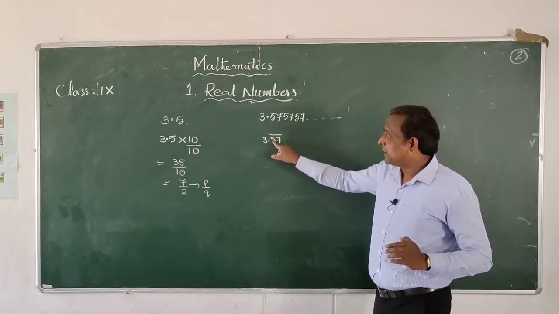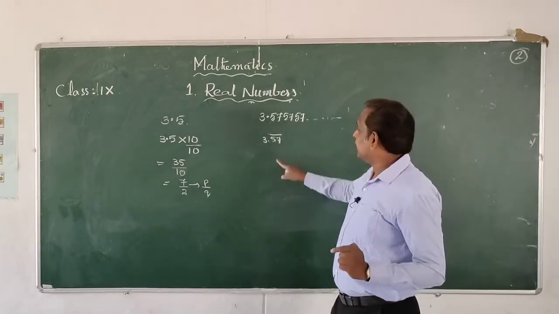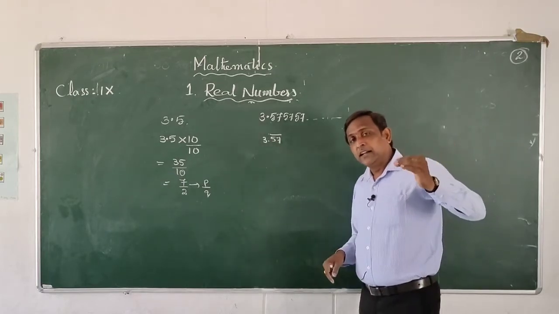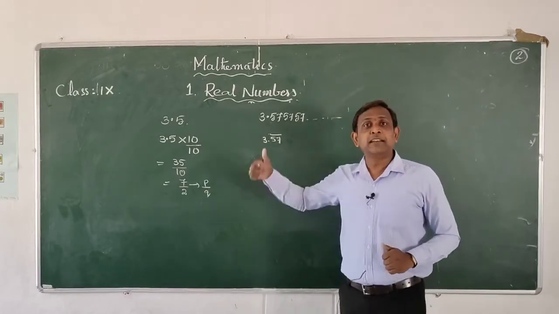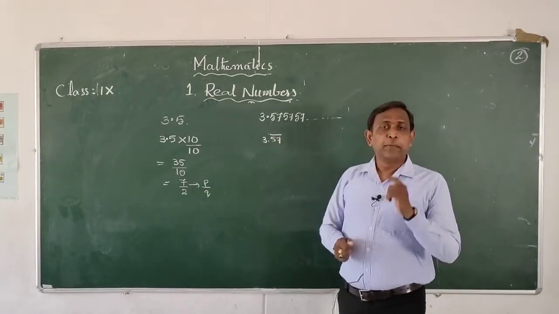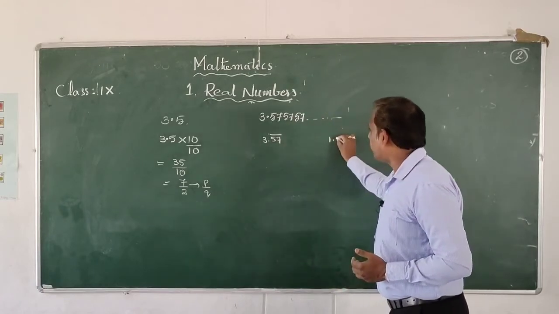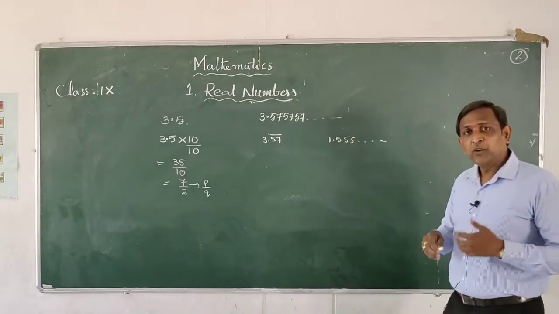Period, in the sense, is the number which is under the bar notation. In this example, 57 is the period, and the number of digits under the bar notation is called periodicity. Here in this example, periodicity is 2. So I will give one more: 1.555, and so on. How can we express this?